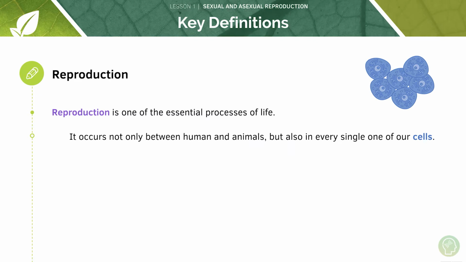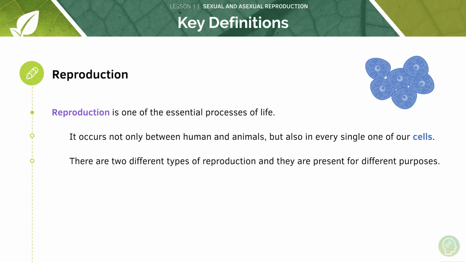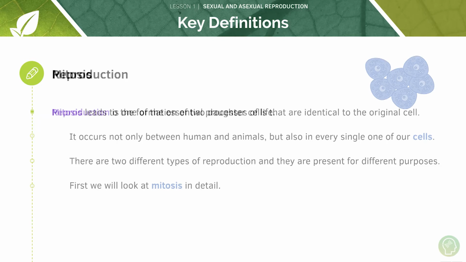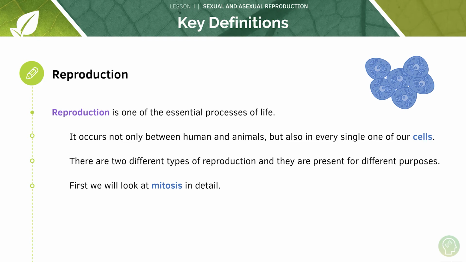It doesn't only occur between humans and animals, so we often think of reproduction in terms of making babies, but also our cells need to reproduce because they get to the end of their life cycle, they might get damaged, so they need to produce daughter cells and therefore sustain their population. So there are two different types of reproduction, and they are present for different purposes. So we're going to have a look at mitosis first. So this is one type of reproduction.